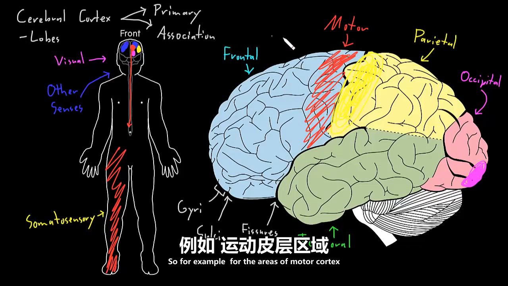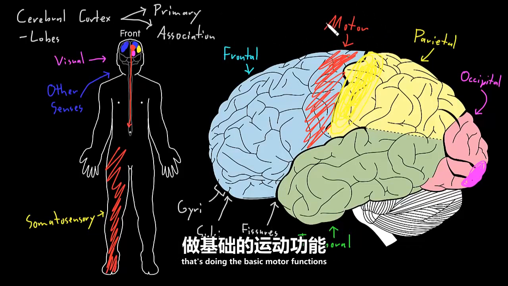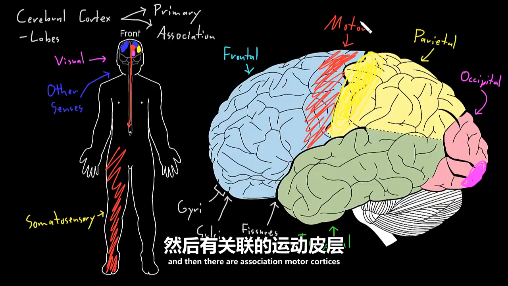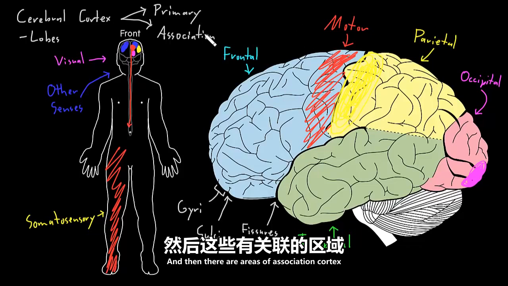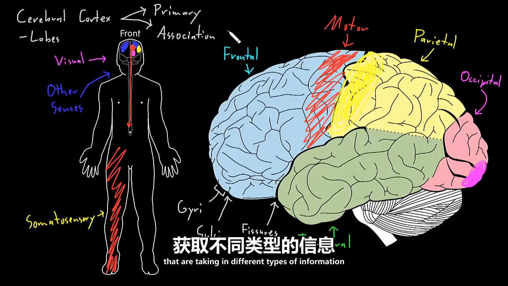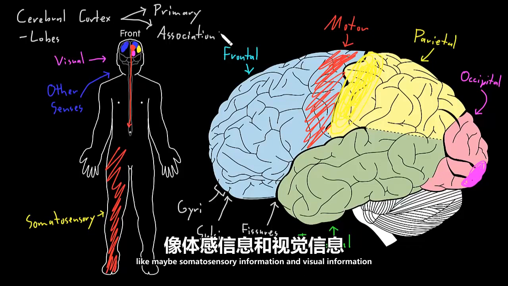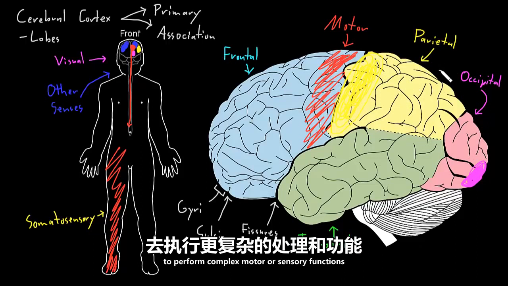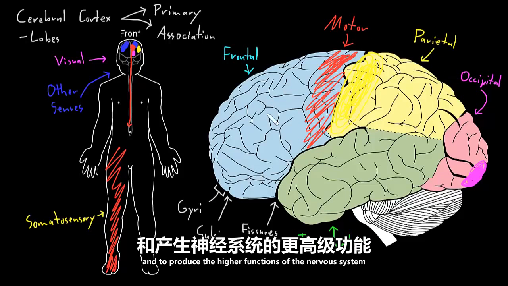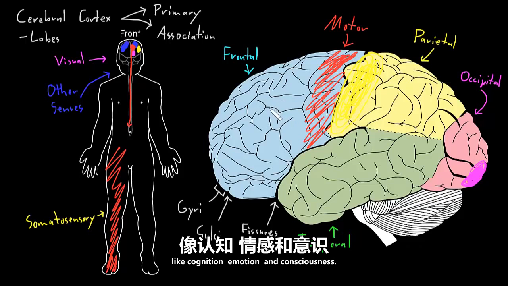and functions. So for example, for the areas of motor cortex, there's a primary motor cortex that's doing the basic motor functions. And then there are association motor cortices. They're doing more complex motor functions like planning of movements. And then there are areas of association cortex that are taking in different types of information, like maybe somatosensory information and visual information. And they're integrating that information and doing higher level processing to perform complex motor or sensory functions and to produce the higher functions of the nervous system, like cognition, emotion, and consciousness.